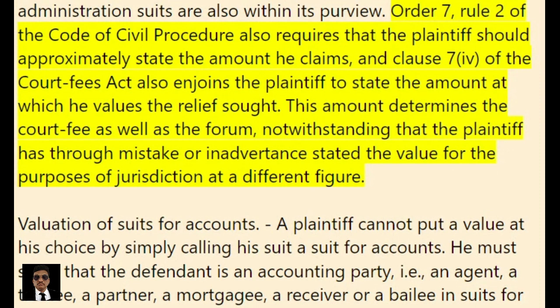Order 7, Rule 2 of the Code of Civil Procedure also requires that the plaintiff should approximately state the amount he claims, and Section 7(4) of the Court Fees Act also enjoins the plaintiff to state the amount at which he values the relief sought. This amount determines the court fee as well as the forum, notwithstanding that the plaintiff has through mistake or inadvertence stated the value for the purposes of jurisdiction at a different figure.